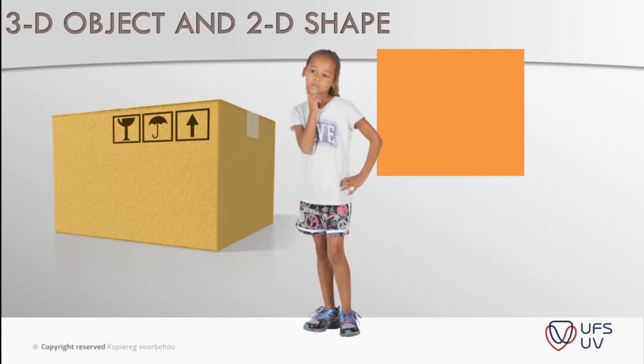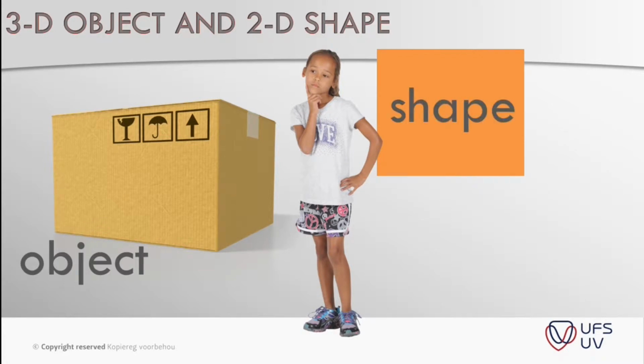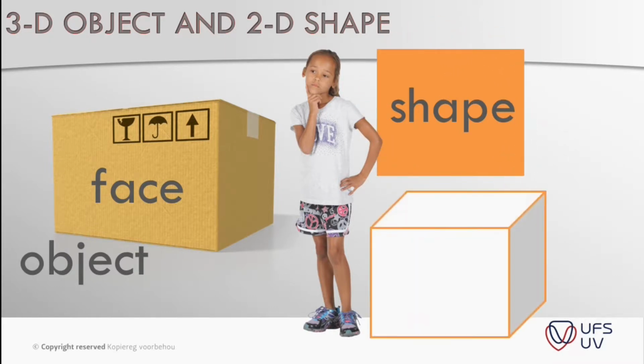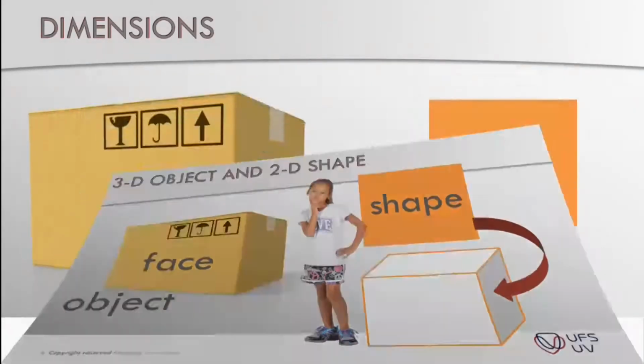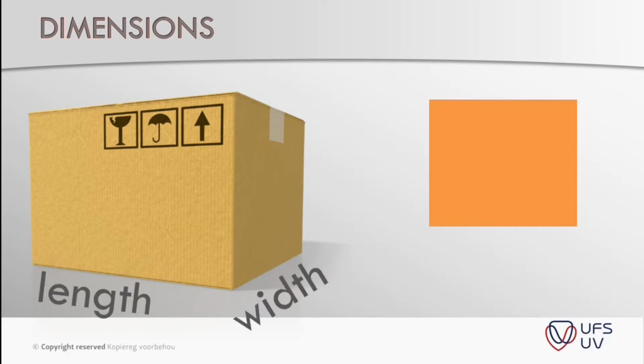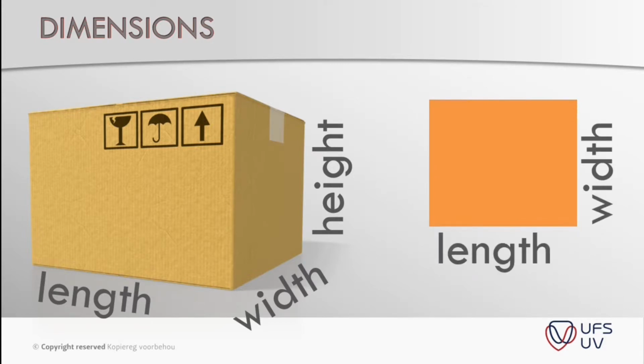Now think about the connection between a 3D object and a 2D shape. The faces of most 3D objects are 2D shapes. For example, a cube has 6 sides. Each side is a 2D shape, and each side is a square. A 3D object has 3 dimensions: length, width, and height or thickness. A 2D shape has 2 dimensions: length and width.